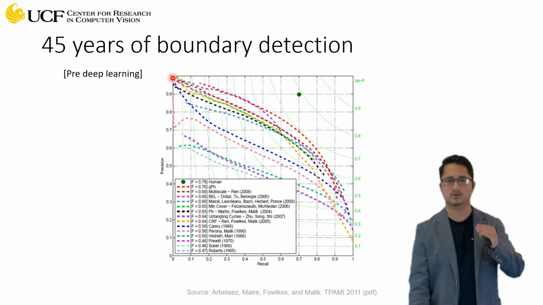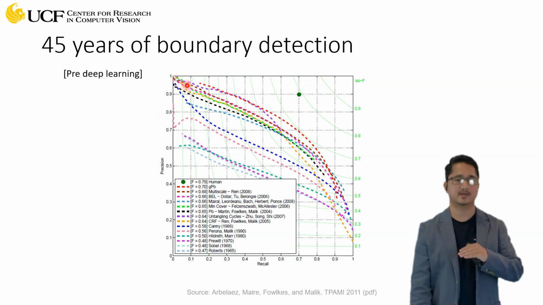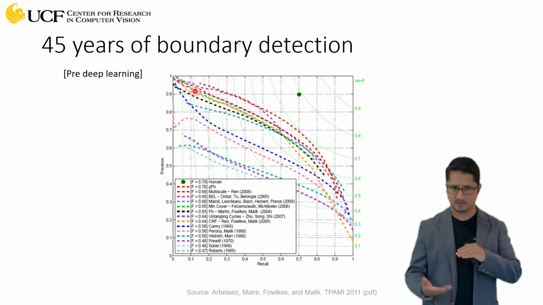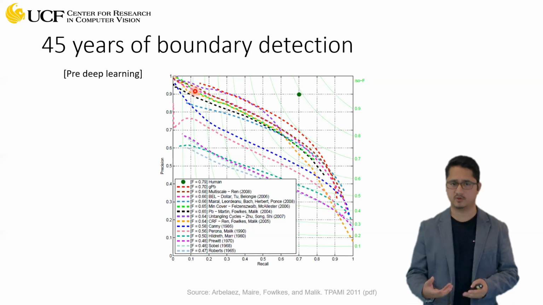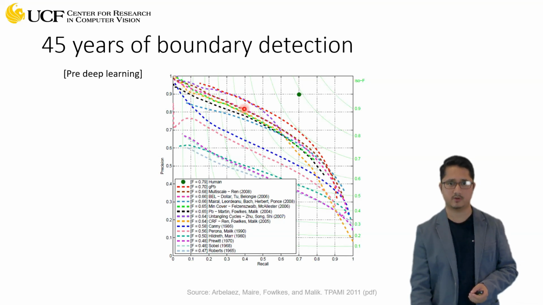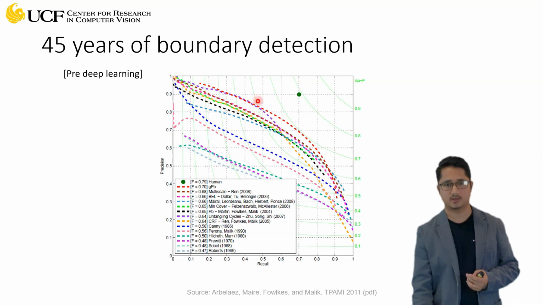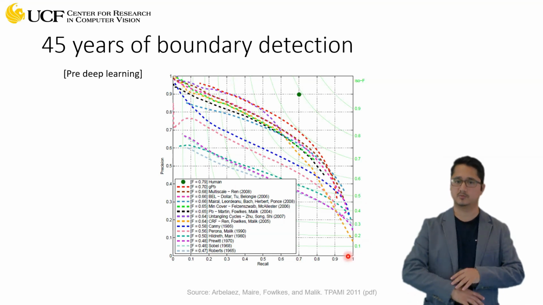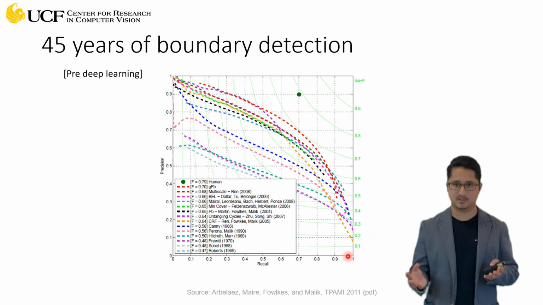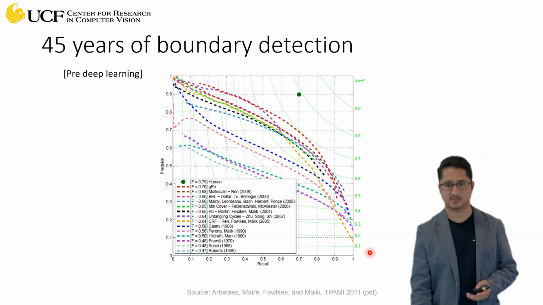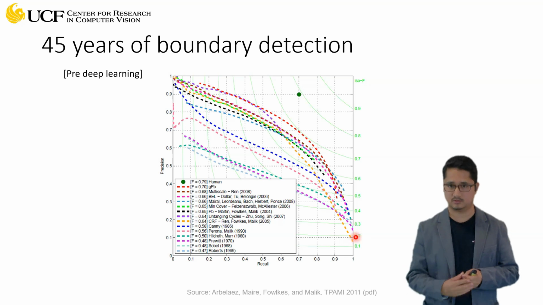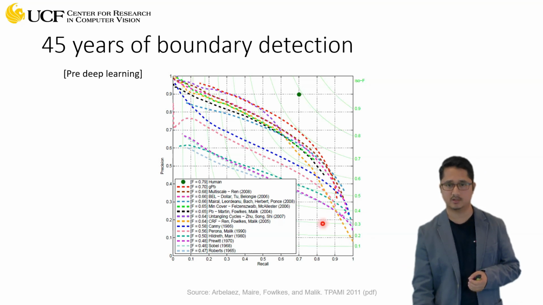And then as you lower the threshold, which means that you are trying to predict more edges, some of them will be wrong, then your precision will fall. But since you're collecting more edges, your recall is going to improve. And eventually, if you say the whole image is an edge, then your recall will be perfect, 100%. But then your precision will go down because most of them will be wrong. Okay, so that's how this curve is plotted.